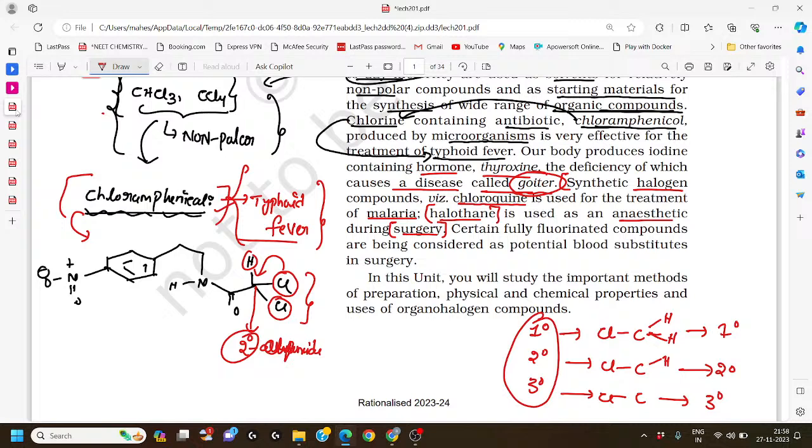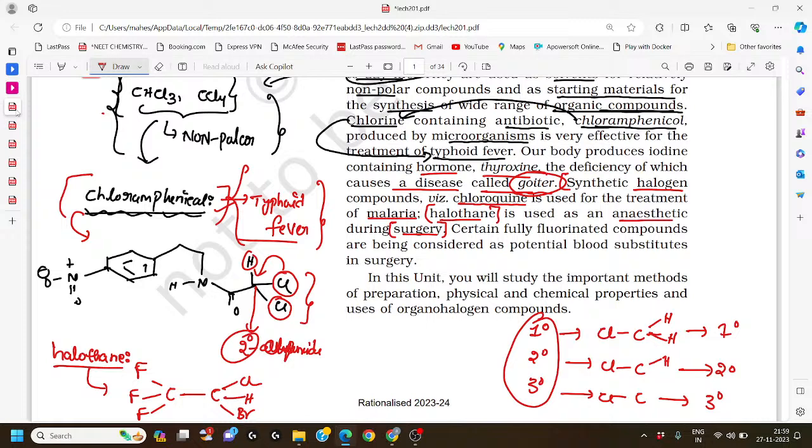Second, fully fluorinated compounds. Now let us see the structure of halothane also. Here you have to keep in mind that these structures are only for informational purpose, not to remember. C bond fluorine, bond fluorine, bond fluorine, bond C, bond Cl, bond hydrogen, bond Br. This is the structure of halothane.